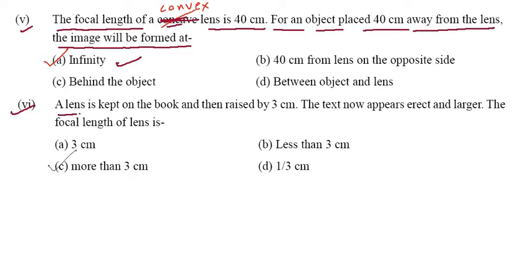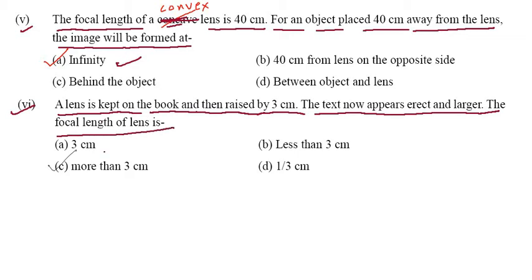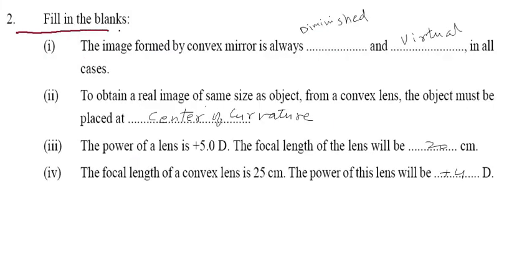Now sixth one, the lens is kept on the book and then raised by 3 centimeter. Then the text now appears erect and large. The focal length of the lens is more than 3 centimeters. So you can learn this by heart. Now come to the next one, that is the fill in the blanks.